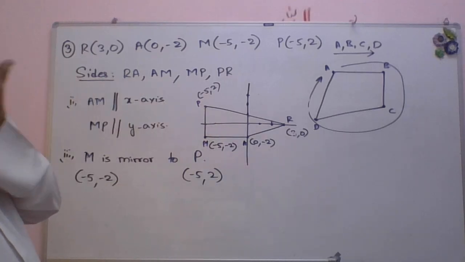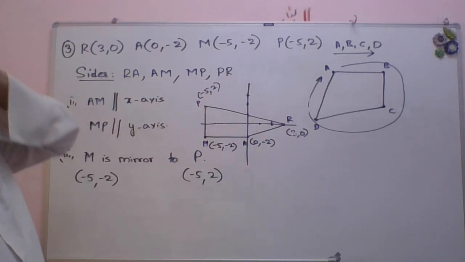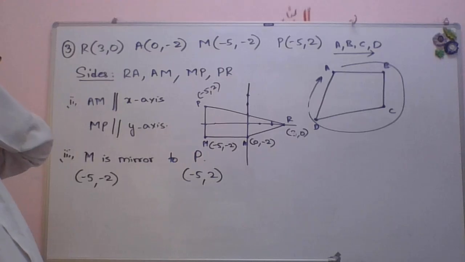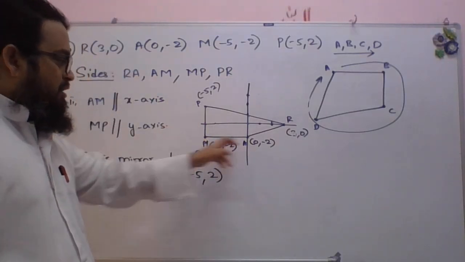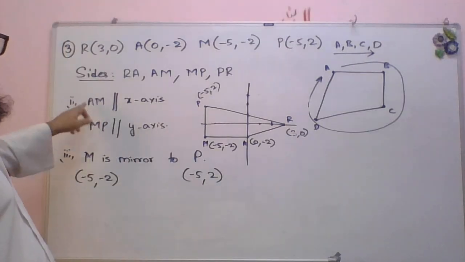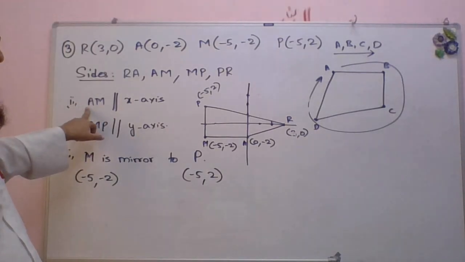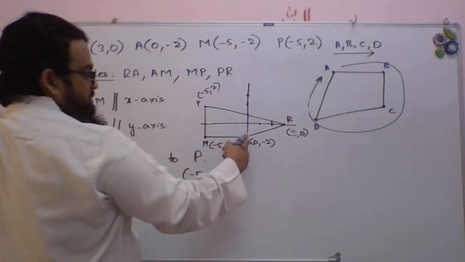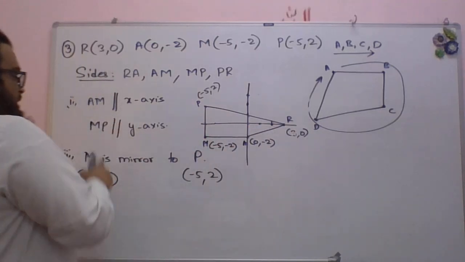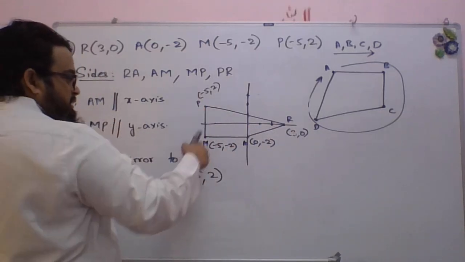Now let us check the first question. What is the first question? What are the two lines perpendicular? What did we write? PM is perpendicular to MA. Are they perpendicular? Yes, sir. And what is the second one? Write a line which is parallel to any one of the axes. See, AM is parallel to x-axis. MP is parallel to y-axis.